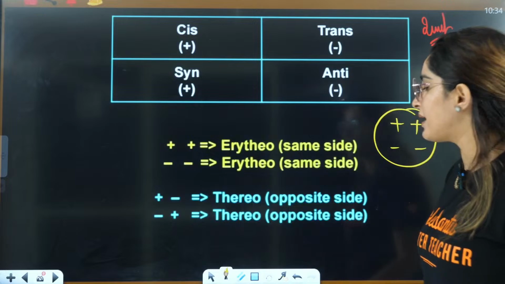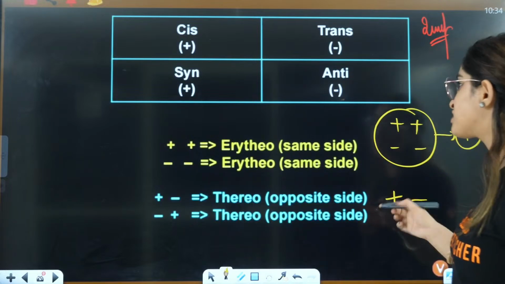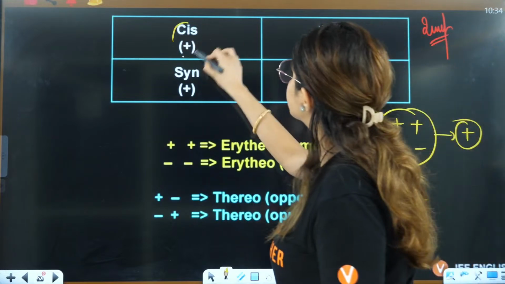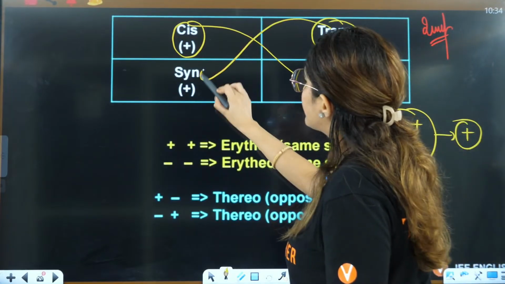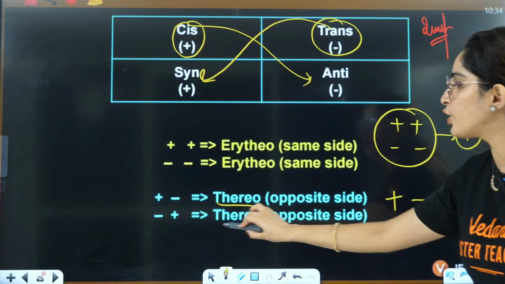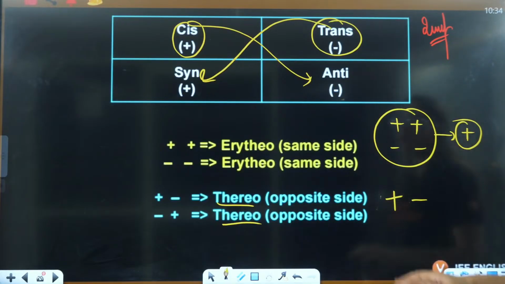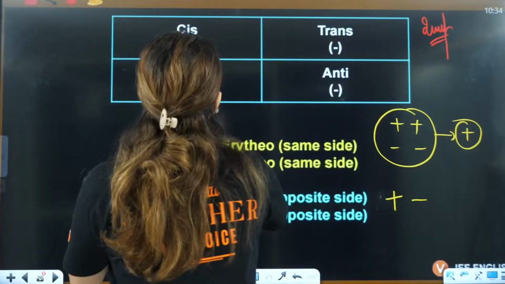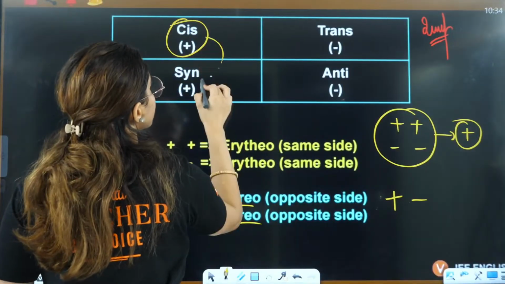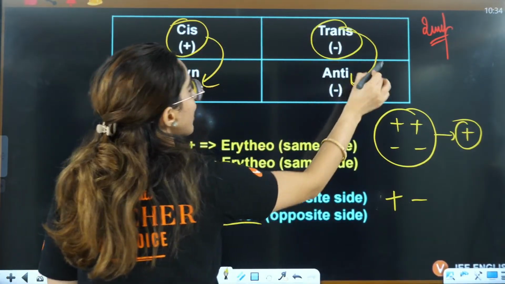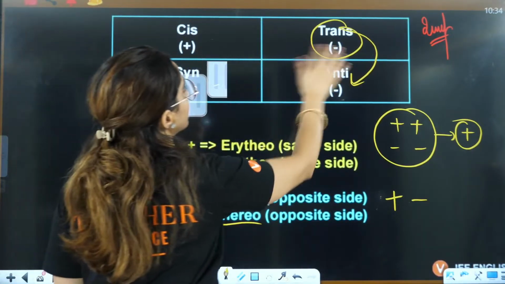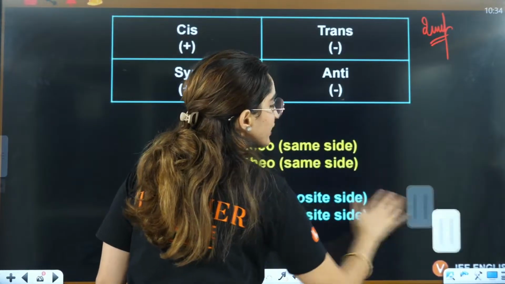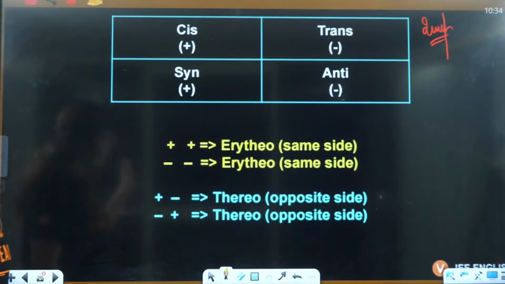And threo means if you have positive, negative, that means you have cis and anti addition, or trans and syn addition. That is when your threo product will be formed. If you have cis and syn addition, or trans and anti addition, then erythro product will be formed here. Now let's do an example to understand this concept better.